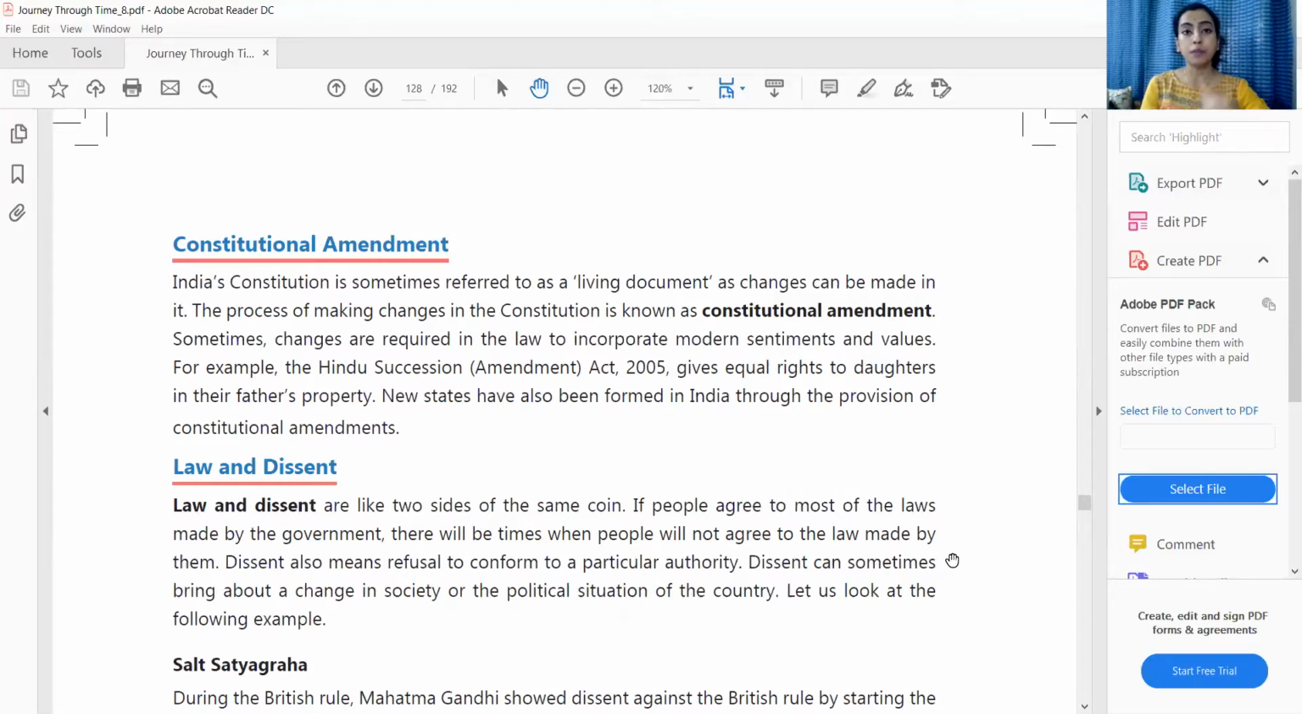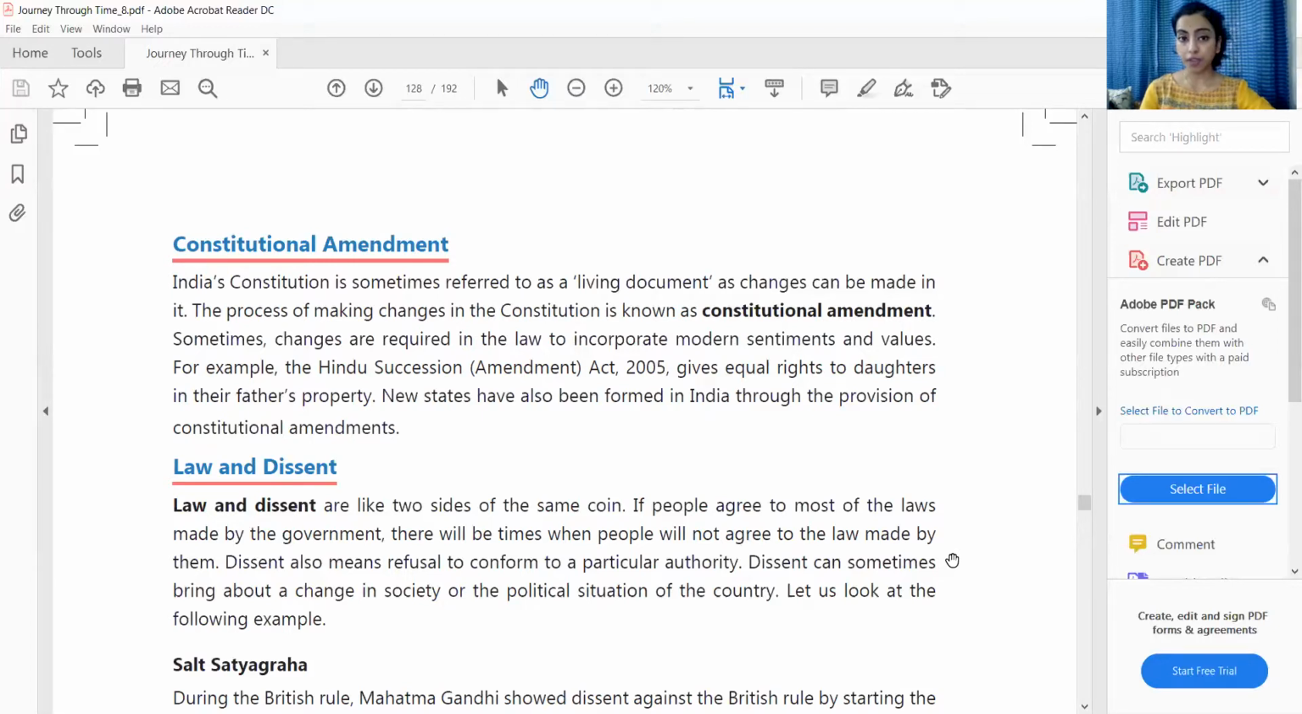Now, as we know, our constitution was adopted in 1950, right? At that time those laws were made, and till today we have come a long way, right? From that time to this time, many changes have taken place. So according to the demands of the people, according to the modern changes, according to the sentiments and values of today's time, the laws can also keep on changing. You can keep on amending those laws, all right? So that is why our Indian constitution is known as a living document, where you can keep on making changes to it. And this process is known as constitutional amendment.